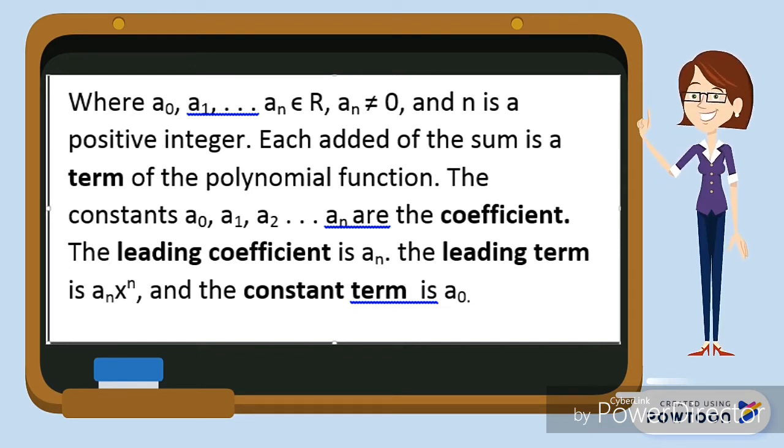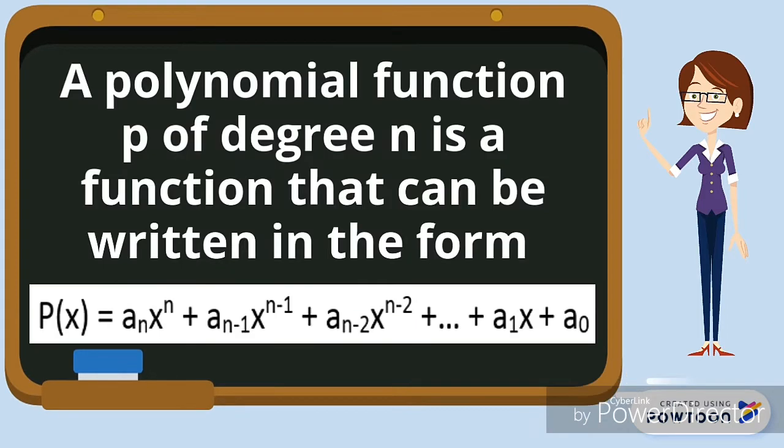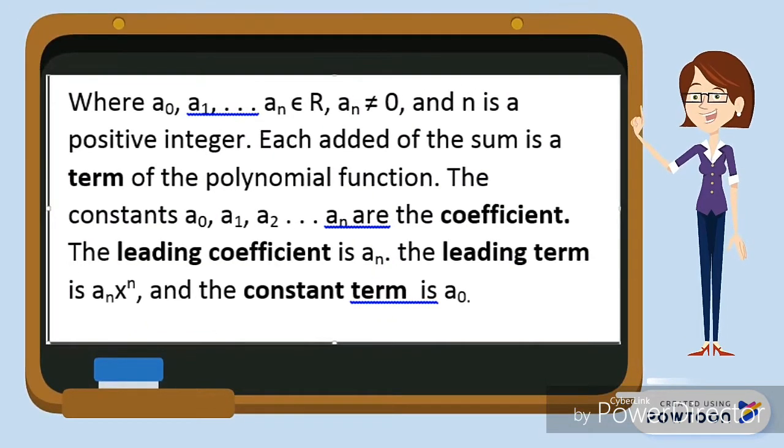Each addend of the sum is a term of the polynomial function. The constants a sub 0, a sub 1, a sub 2 until a sub n are the coefficients. The leading coefficient is a sub n. The leading term is a sub n x raised to n, and the constant term is a sub 0.